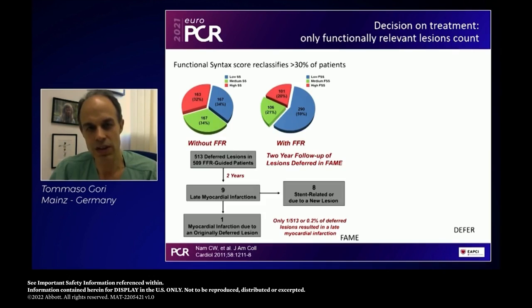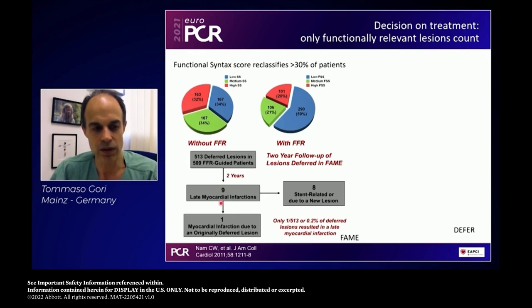And the first recommendation that I would like to make is, do not look for the aesthetics of the vessel. What is important is the functional significance of the stenosis. We know that if you calculate the SYNTAX score in a patient with multiple vessel disease, you likely will have a worse scenario than if you measure the FFR in this patient. And what is really important for the prognosis of the patient is to treat the functionally relevant stenosis.